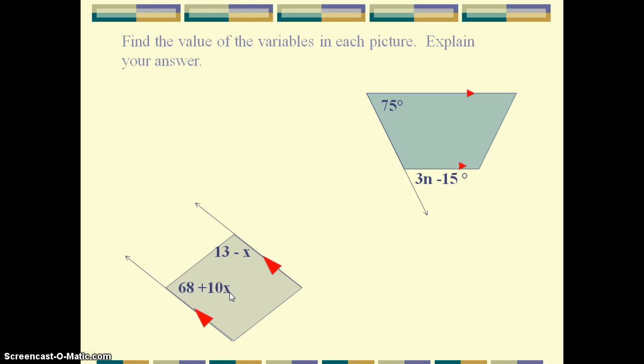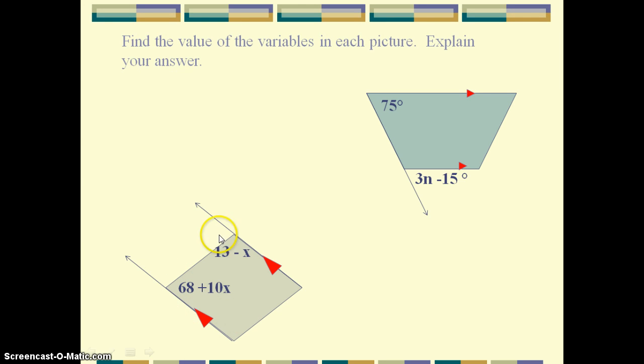Alright, now we're going to find the value of the variables in each picture and explain your answer. So when I'm asking you to justify your steps or explain your answer, you should probably be using one of those theorems that we just went over at the beginning.